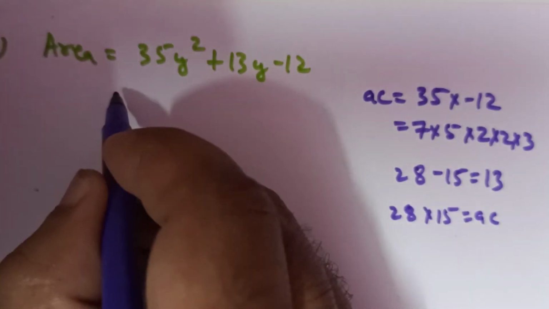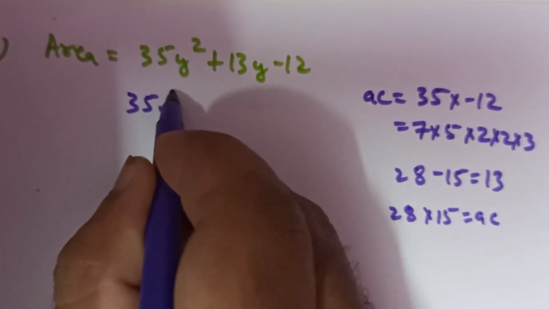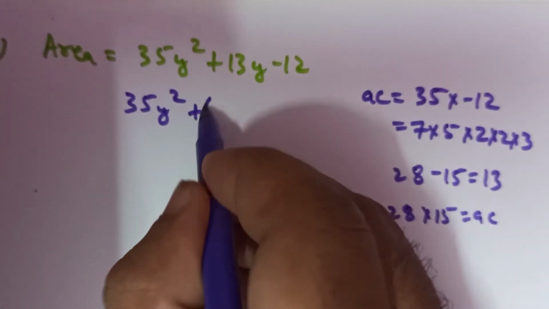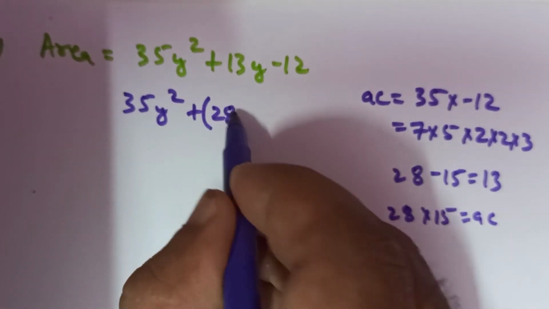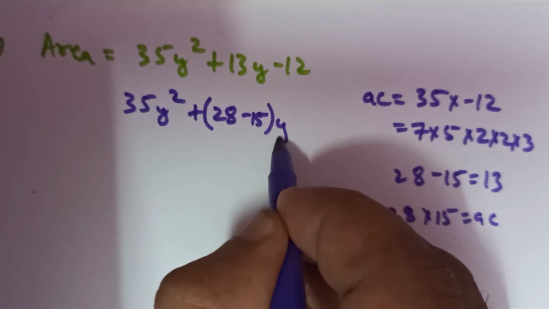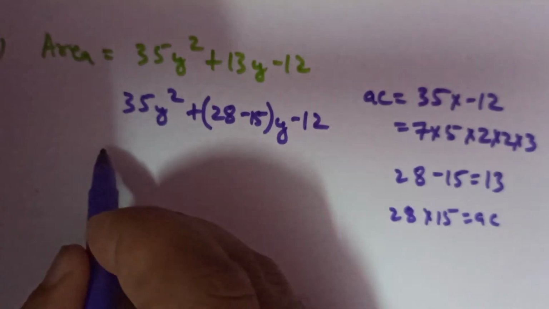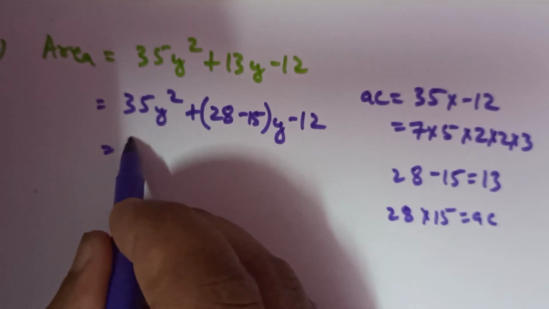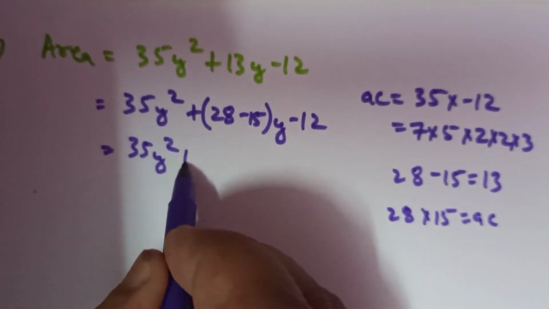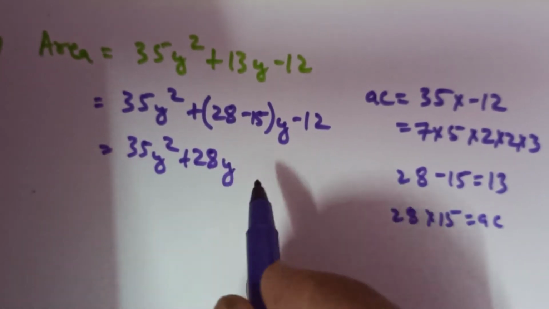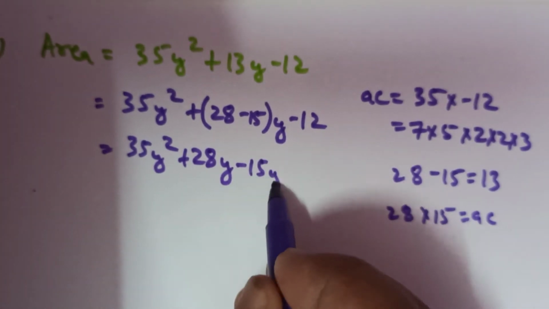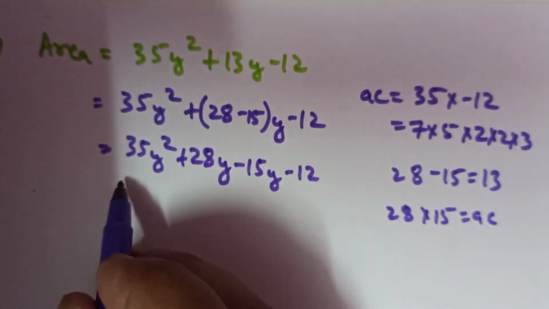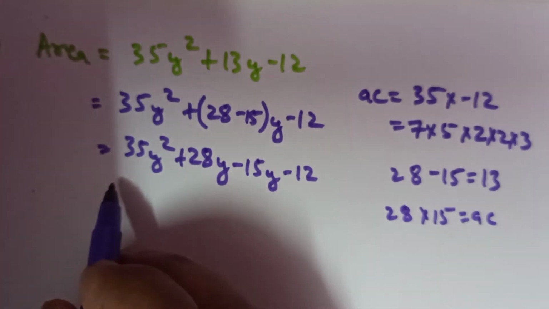So that means it will be 35y square plus within bracket 28 minus 15 times y minus 12. So that will be equal to 35y square plus 28y minus 15y minus 12. So if we take common, what will be taken as common between the two?